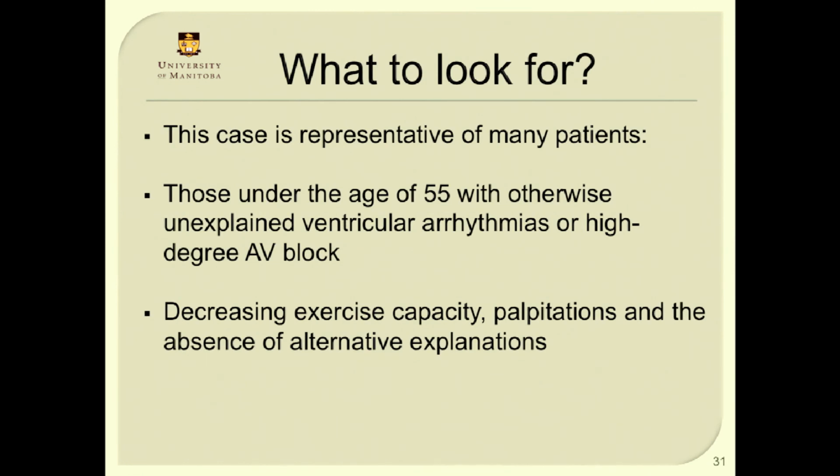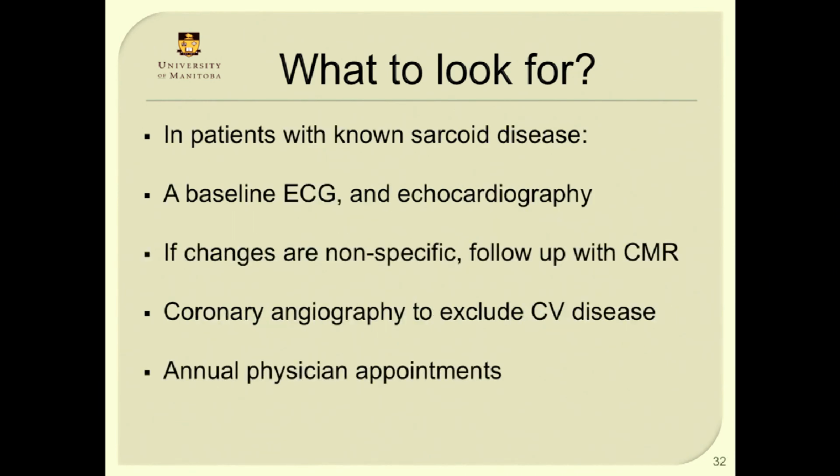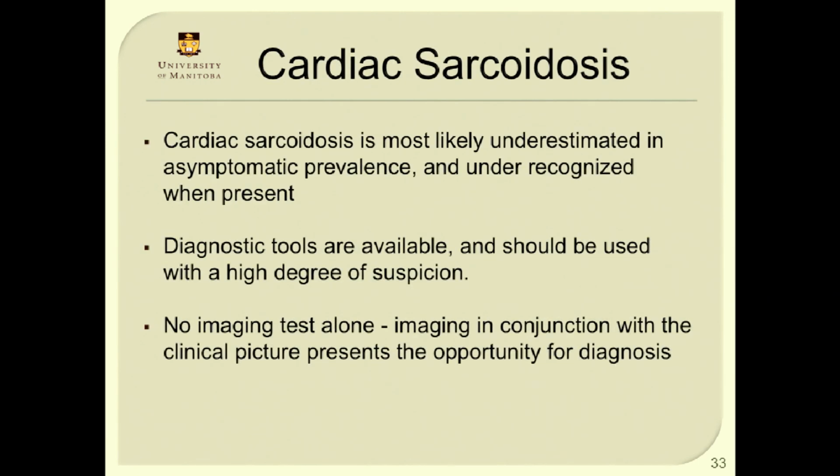So this case, I feel, is representative of many patients with cardiac sarcoid. What should we look for? Those under the age of 55 with otherwise unexplained VT or high-degree AV block, symptoms such as decreasing exercise capacity as well as palpitations in the absence of alternative explanations, and especially in patients with known sarcoid disease. They should all have a baseline ECG and possibly an echo based on their symptoms. And if these are nonspecific, proceed to a CMR, rule out cardiovascular disease, as well as have annual physician follow-up.